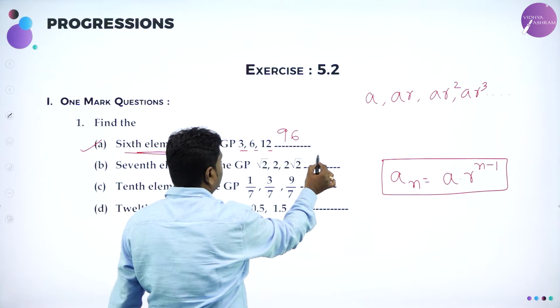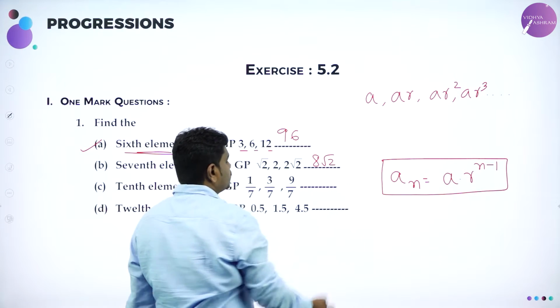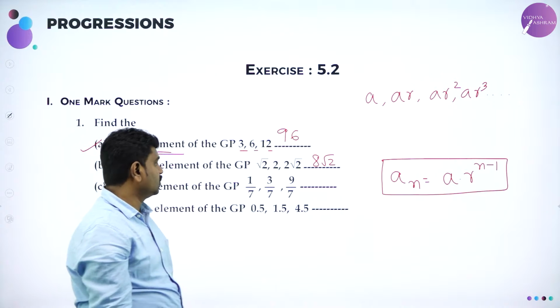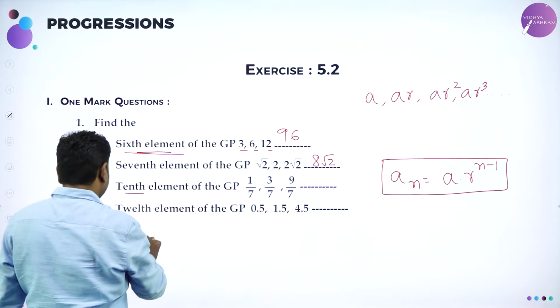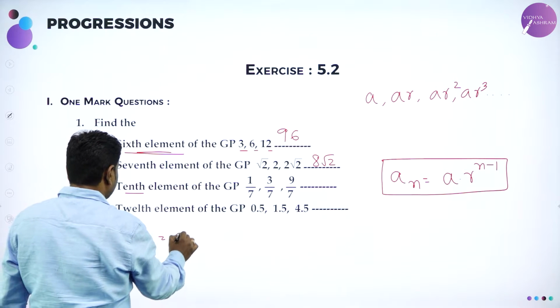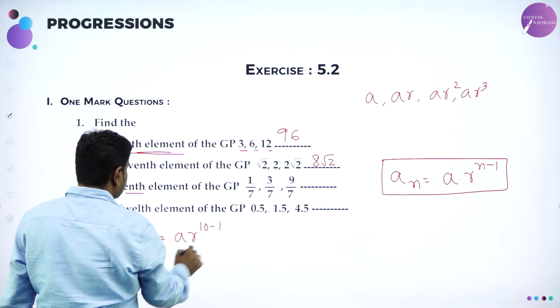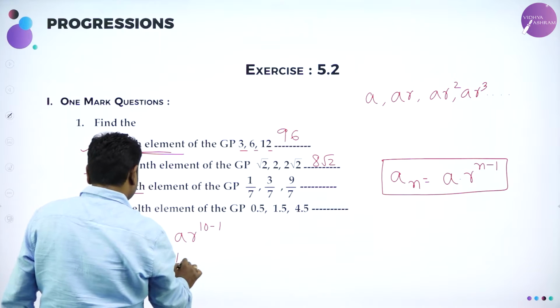So now 8 root 2 is the answer. The first one is 96, the second one is 8 root 2. And the third one, they want the 10th element, A10. What is A10? A into R power 10 minus 1. A means what? First term. The first term is 1 by 7.